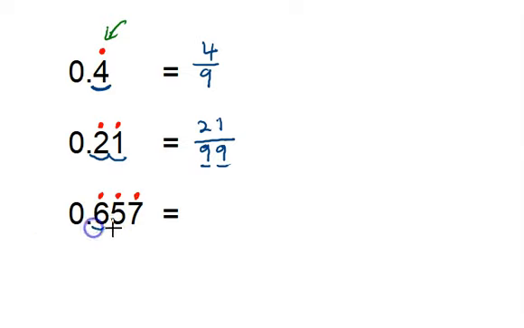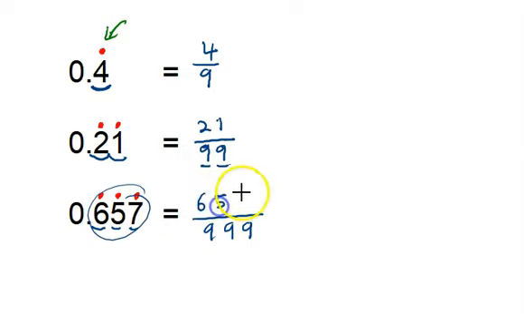Now look at this part. We have 6, 5 and 7, so we have to put 9, 9, 9, and on top of this we put the number 6, 5 and 7. That's all, guys. Now let us go to a bit harder version.